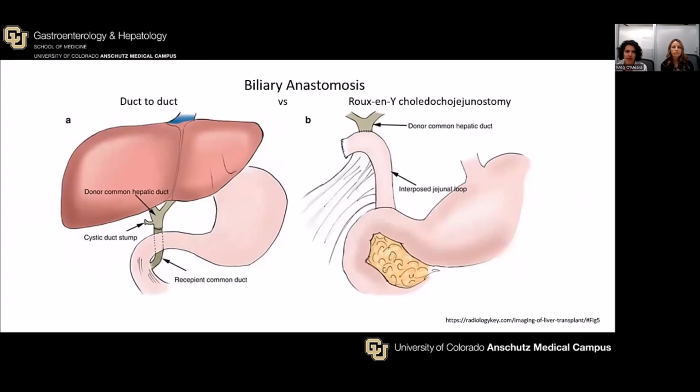And then here on the right is an example of a Roux-en-Y. So this is when you take a donor bile duct and connect it to the recipient's bowel. Here, this is the jejunum. Occasionally, you can connect to the duodenum as well. This connection is obviously a bit more complicated and requires manipulation of the bowel to make this anastomosis.